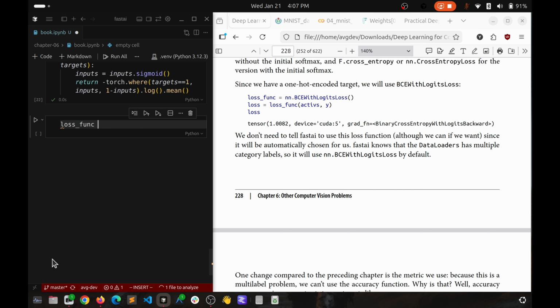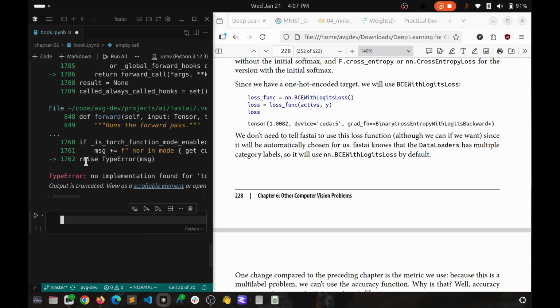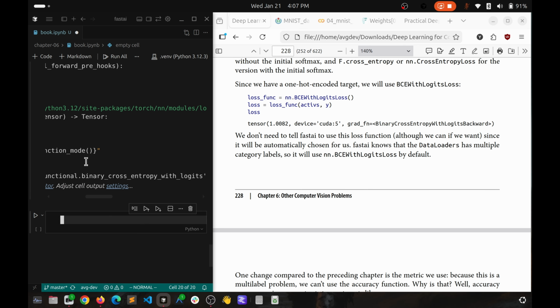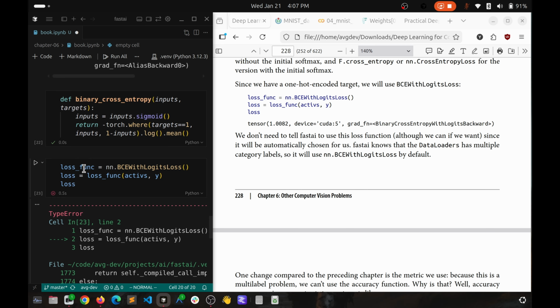Loss func is going to be nn.BCEWithLogitsLoss. Loss equals loss func of activations. So we're going to get the results of what we got earlier, compare it with the ground truth, and then let's see what the initial loss is. Ooh. What's going on? Is it because we didn't import torch?